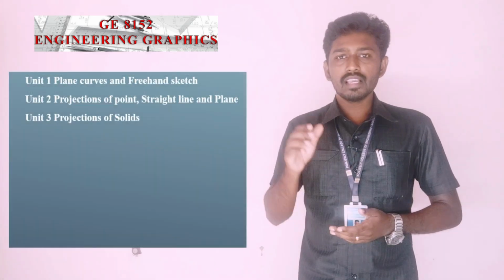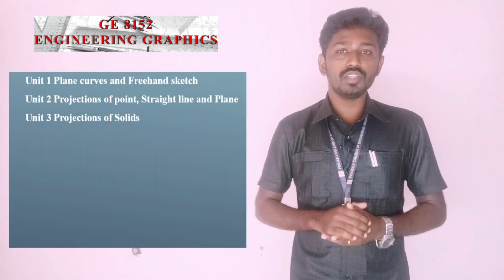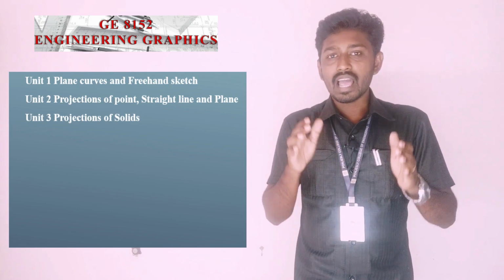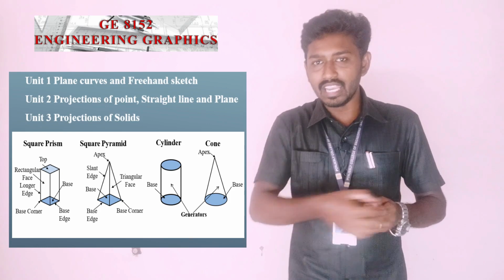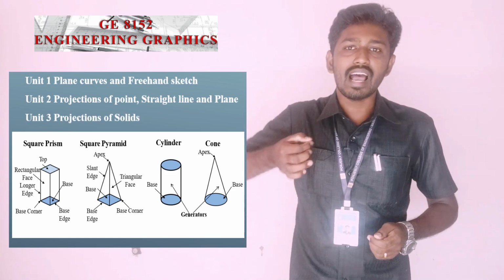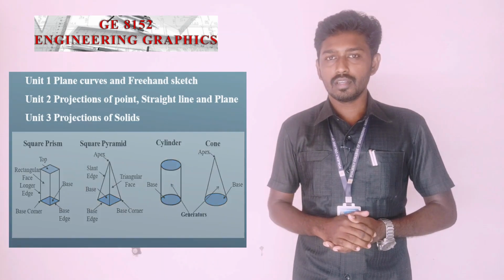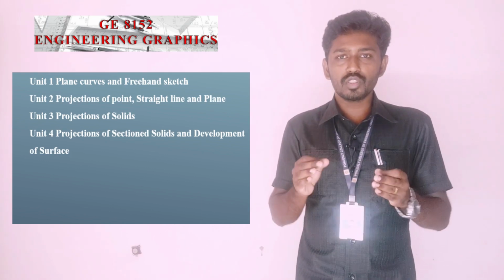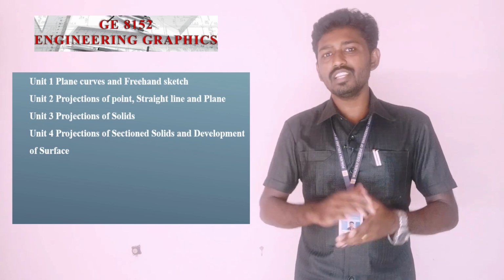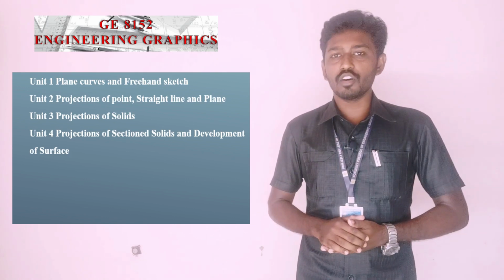Let me move to the third unit. In the third unit, we majorly deal with a 3D object, that means the object which possesses length, width and height. Then move to the fourth unit. Fourth unit is projection of section solid and development of surface.